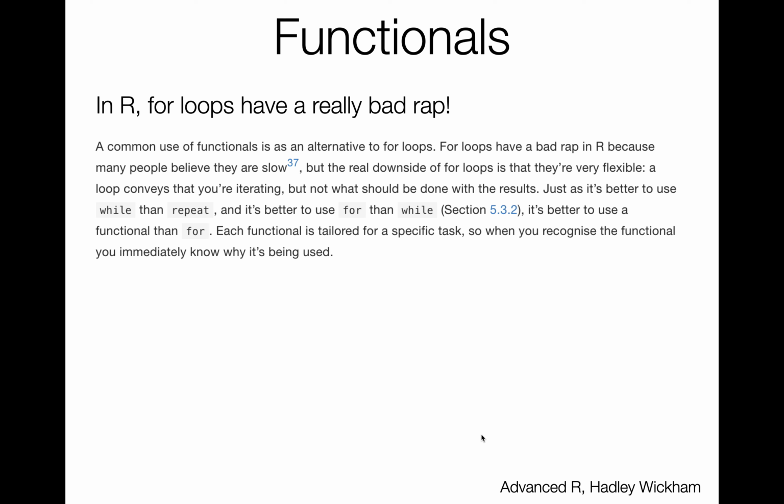So generally functionals are preferred over for loops. They might be faster, they might not, but they're probably also more readable than a for loop. For loops are generally not that readable, so it's harder to tell what you're doing, but hopefully you'll see in these next few examples that functionals make it very easy to see what's going on.